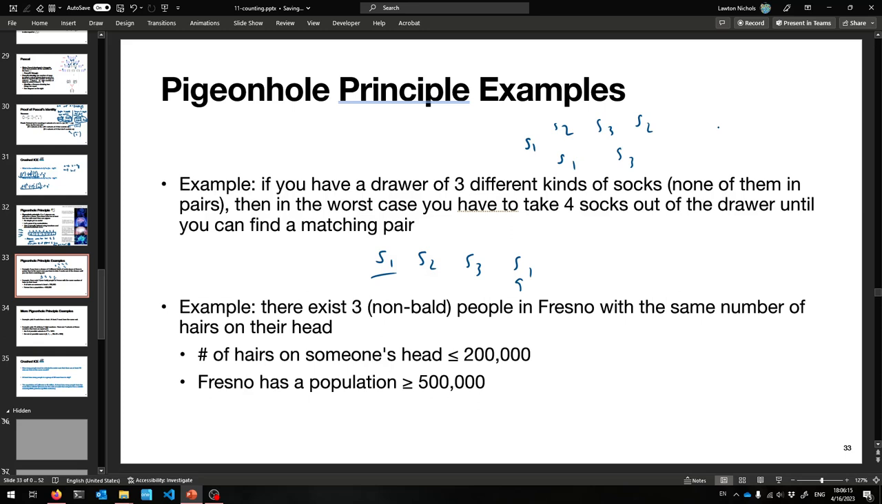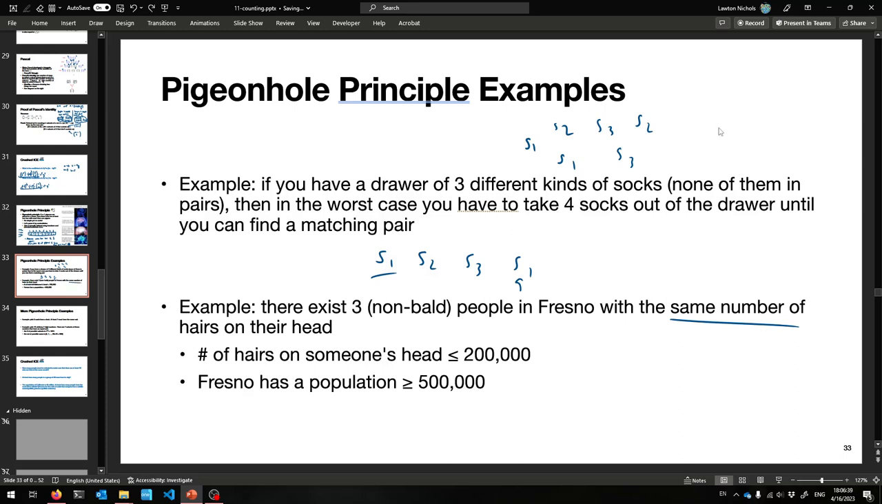And then here is the world's coolest proof. One of the coolest things I get to tell you. Counting is a very cool idea, and there are some fun examples. I think this is probably the best example of the slides. There are three people in Fresno that are not bald, by the way. There are guaranteed to be three people in Fresno with the exact same number of hairs on their head, which is very surprising.